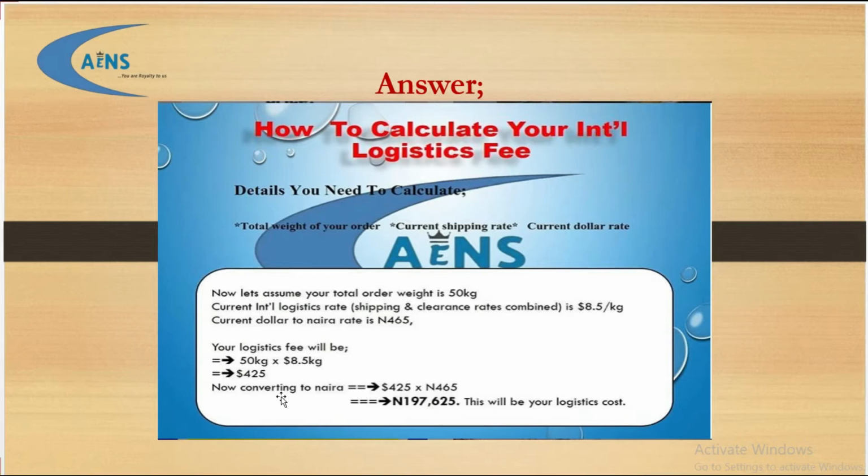If you're Ghanaian, you convert to Ghana cedis. If you're in Zimbabwe, you convert to Zimbabwe money, but I just use Nigeria to give you a clearer example. So it's going to be $425 times 460 naira, and the total will be 197,625 naira, and this will be your logistics. It's as simple as that. Just the weight of your item multiplied by the shipping rate, then you get the value in dollars. Then to convert to your local currency, you multiply by the exchange rate of your local currency at that time. That is it about calculating your shipping fee.